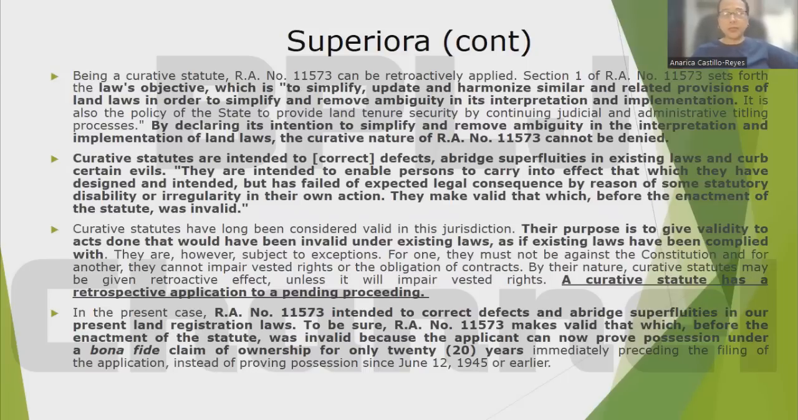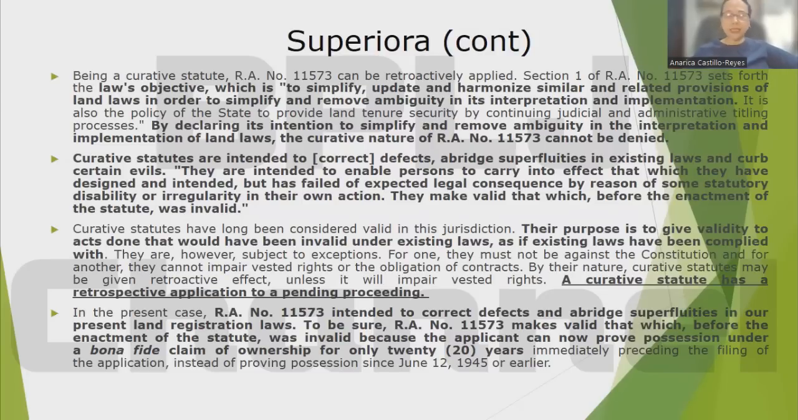They're intended to enable persons to carry into effect that which they have designed and intended but has failed of expected legal consequence. Their purpose is to give validity to acts done that would have been invalid under existing laws as if existing laws have been complied with. A curative statute has a retrospective application to a pending proceeding.